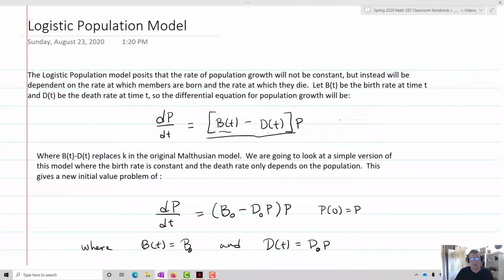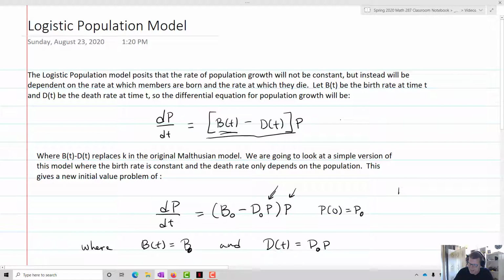We're going to look at a simple version of this model where the birth rate is constant and the death rate only depends on the population. So now we're going to take this one and simplify it even further. And that gives us a new initial value problem. It'll give me dP/dt equals (b naught minus d naught P) times P. So notice we're going to be multiplying by the population at the time t, and P of 0 is going to equal P naught. Where B of t, our birth rate, is b naught, the birth rate at the beginning, and D of t is d naught, the death rate at the beginning, times the population.